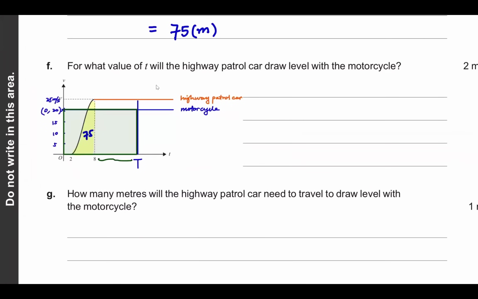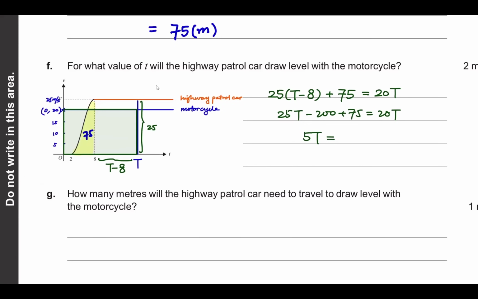So what I'm trying to say is this is t minus 8, this is 25. So 25 times (t minus 8) plus 75 equals 20t, okay? And you should be able to get 25t minus 200 plus 75 equals 20t. Actually, I need to make a consistent letter use here. Capital T, okay? And you get, let's say, 5 capital T equals 125. So capital T equals 25 in seconds, okay?